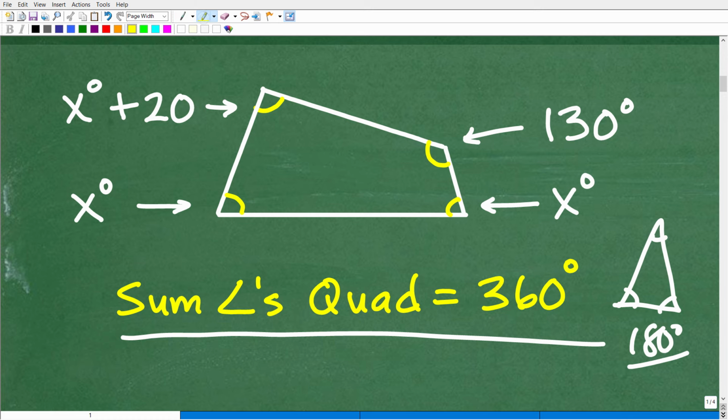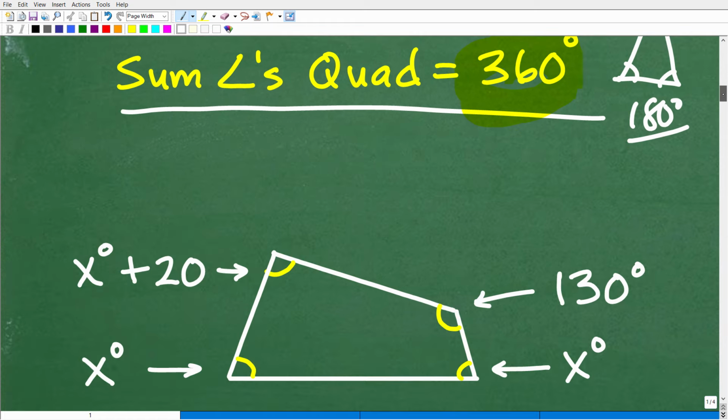If the sum of the angles of this quadrilateral is 360 degrees, then this angle, x, plus this angle over here, x, plus this angle, x plus 20 degrees, plus this angle, 130 degrees, has to add up to 360 degrees. So we can simply build an algebraic equation, solve for x, and then find the actual angles. Let's take a look at the equation.